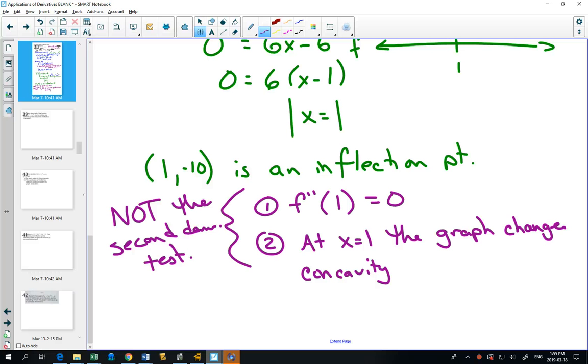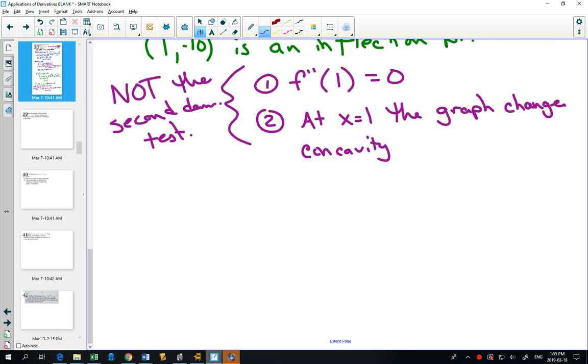Okay. So we used our first derivative test to find the max and the min. We used our second derivative, not second derivative test, just our second derivative, to find our inflection point. We can now graph all the important points that we know so far. So what does that look like? Okay, here's our graph.